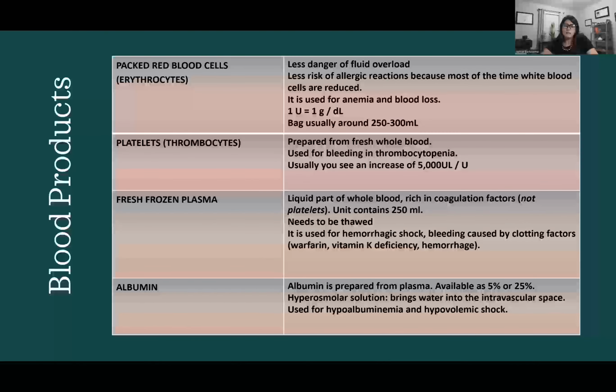And last is albumin. Albumin is in the plasma and can be given to increase the vascular volume. It could be given to bring fluid from the third spacing into the intravascular system. So we use it for different things.